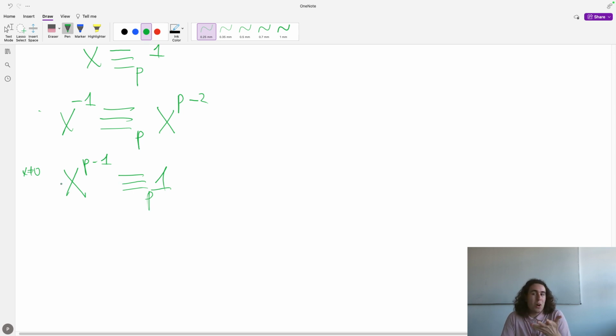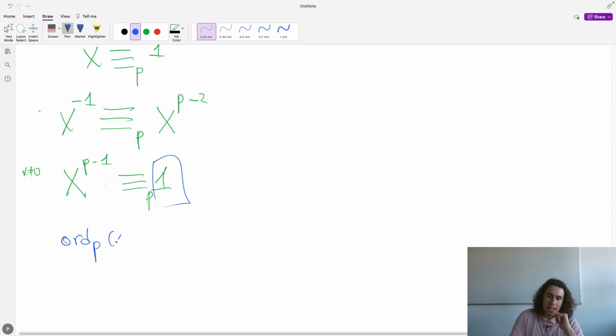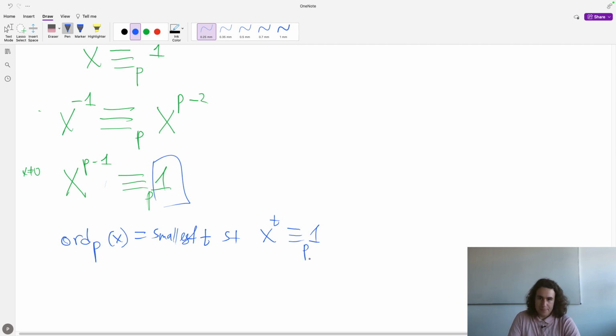Like for example, if x is equal to 1, then in every power it is 1. If x is minus 1, then in every second power it is 1. So not all numbers will give you this. But we know that all numbers to some power are going to give you 1. And then we can define the smallest such power. So it's called the order of an element. Order of x is the smallest power t, such that x to the t is equal to 1 mod p. When I write p here, it means mod p for short.